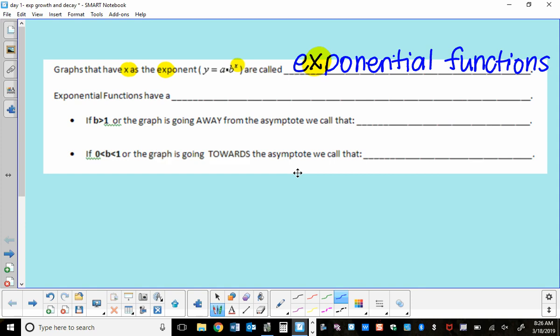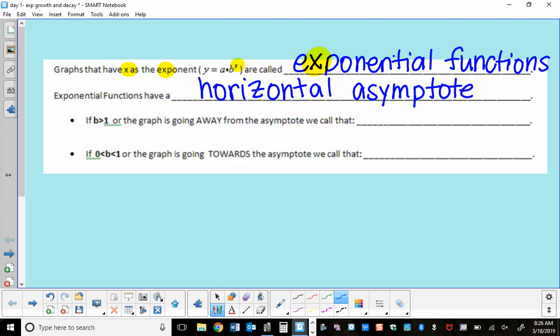Alright, exponential functions have a horizontal asymptote.